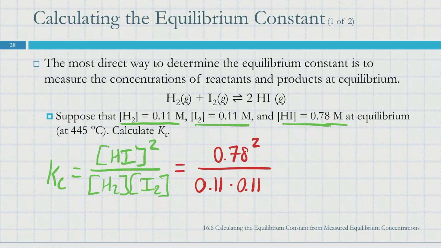So 0.78 squared divided by 0.11 squared should get an equilibrium constant of 50 or 50.28.